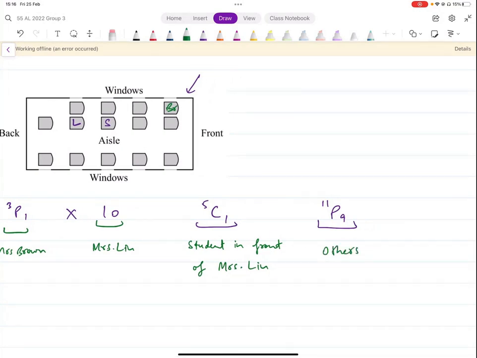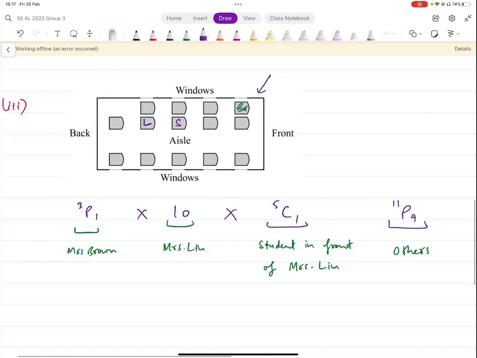Now you can also do this step by step. You can say let's arrange the 4 students. How will 4 students be arranged? 11P4, and then you're left with 7 seats. That will be 7P5 for the remaining people. So you can break it up, or you can just do them together like this, 11P9. Why? Because there is no condition on them. The remaining 4 students and the other people, Mr. Brown, Mr. Lin, and the 3 business people, there are no restrictions on them. You can simply say you've got 11 places left, and you have to place 9 people, and that's 11P9. So you multiply all of them, and that's going to give you the result.